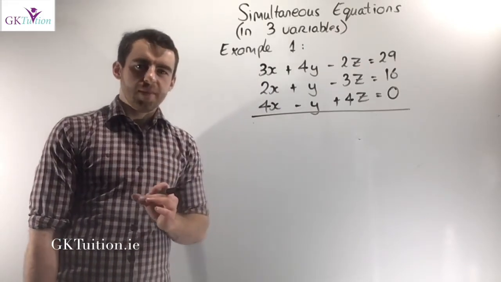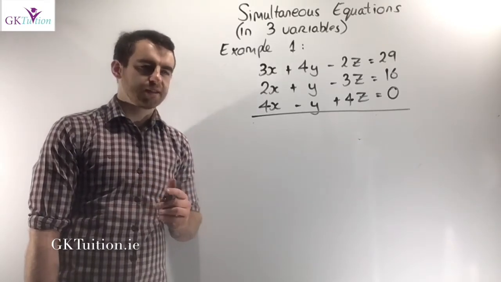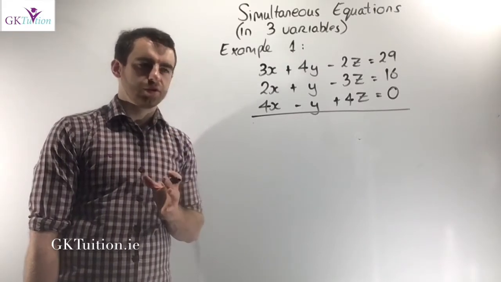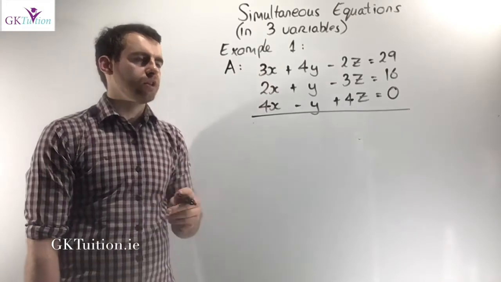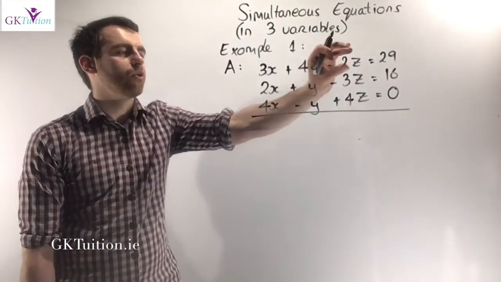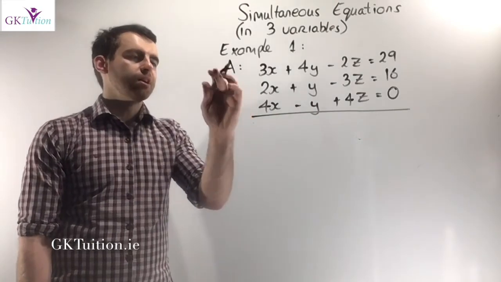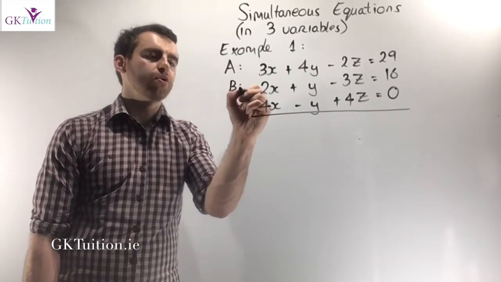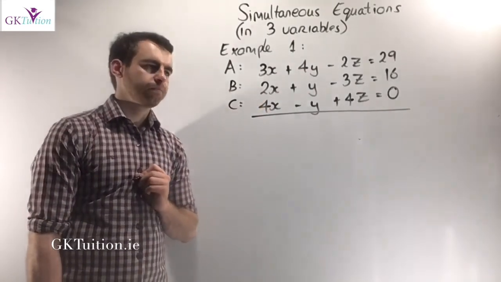These are really messy questions, and students tend to make little sign errors or tiny little mistakes. In order to try and avoid that, you need to be really structured. And part of that structure involves labeling your three equations. I would always call my equations something like A, B, and C, or 1, 2, and 3. In this case, I'm going to call the first equation, equation A. I'm going to call the second equation, equation B. And I'm going to call the third equation, equation C.